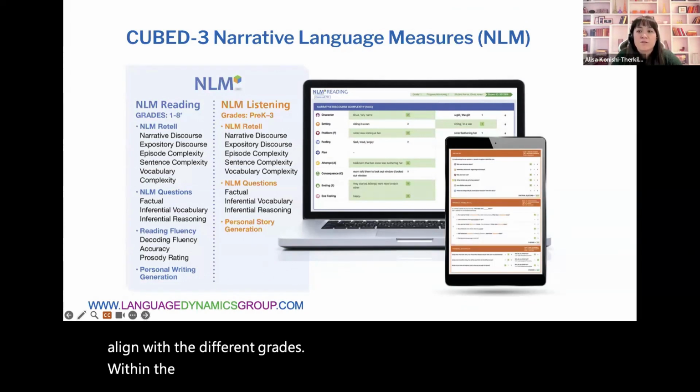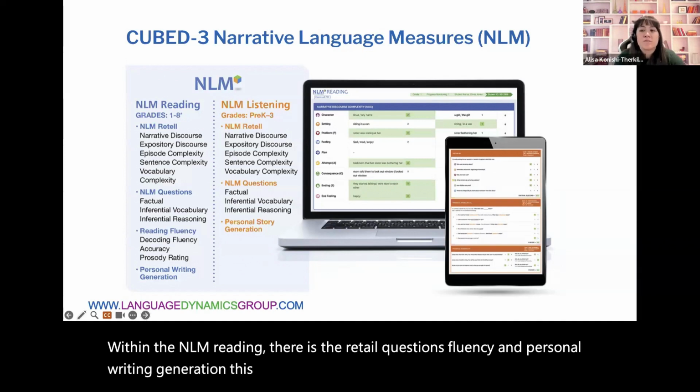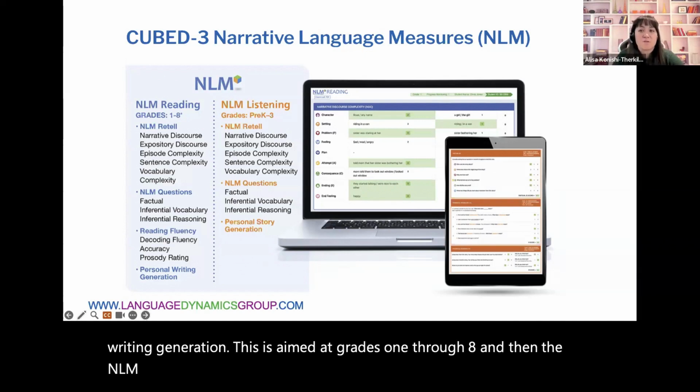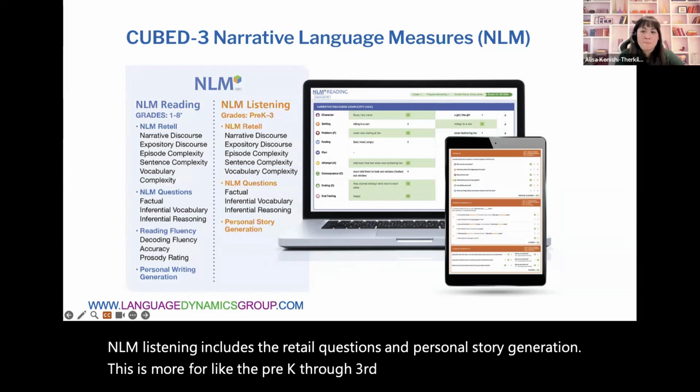Within the NLM reading, there is the retell, questions, fluency, and personal writing generation. This is aimed at grades 1 through 8. And then the NLM listening includes the retell, questions, and personal story generation. This is more for like the pre-K through 3rd grade.